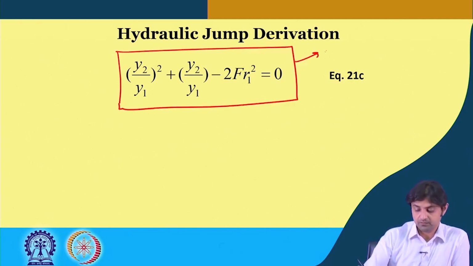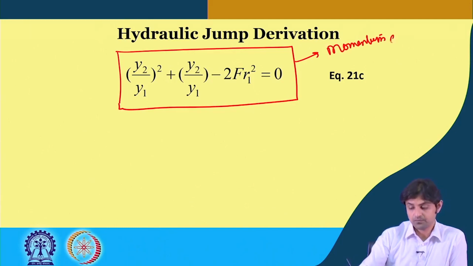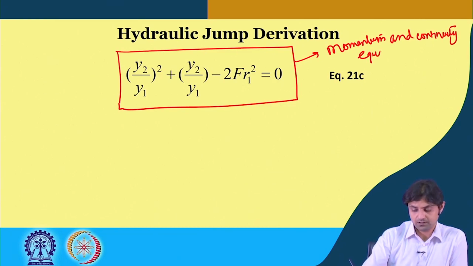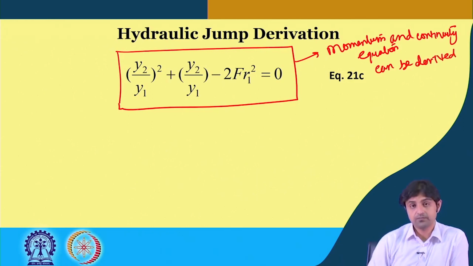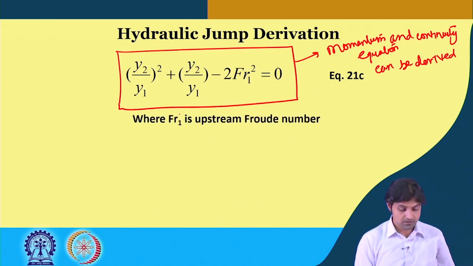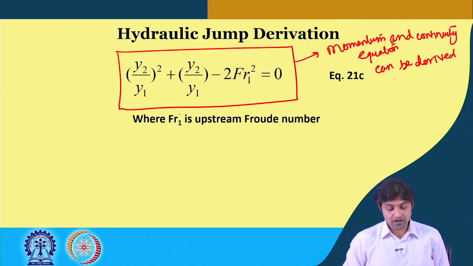which using only the momentum and continuity can be derived. All right. So, now you see this is a quadratic equation in y2 by y1, and Fr1 here is the upstream Froude number.